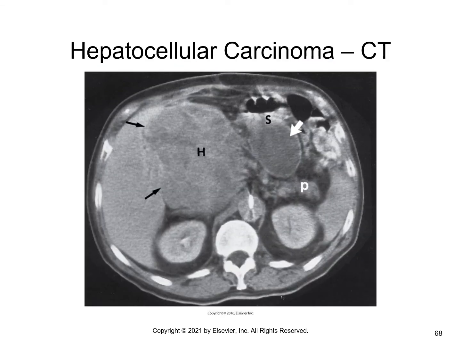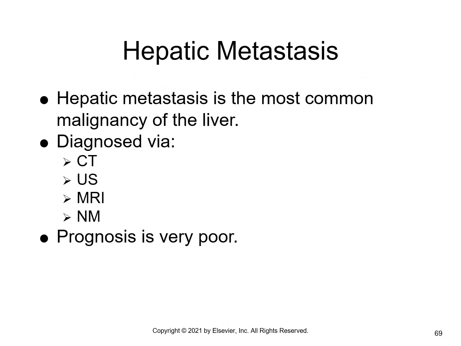So here's an example of a patient with a CT. Here's a large hepatoma or hepatocellular carcinoma. And yeah, you can see it's taking up most of the liver there. Okay, hepatic metastasis is going to occur when you have a cancer or a malignancy in some other organ system that spreads through to the liver.